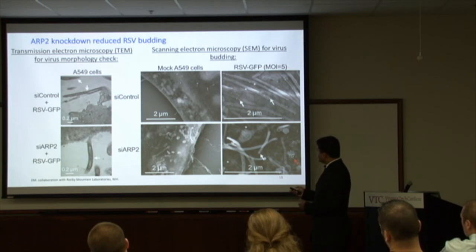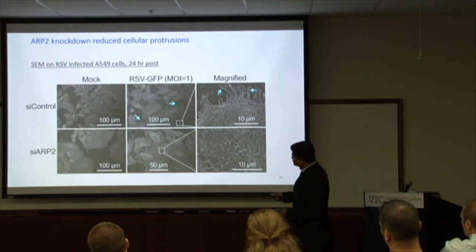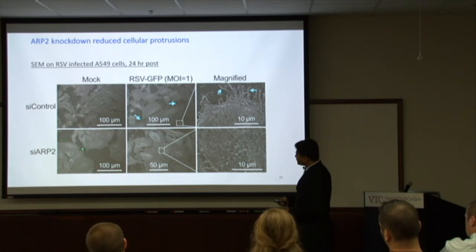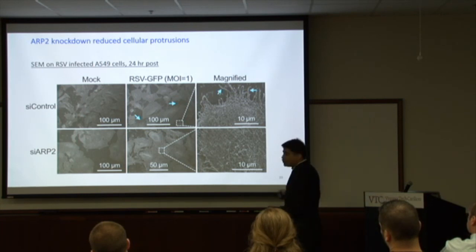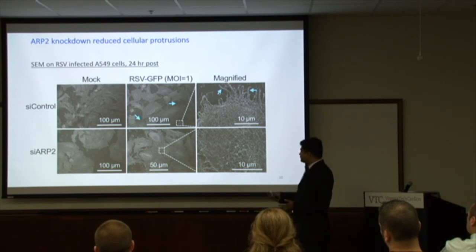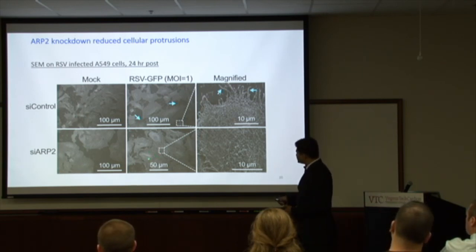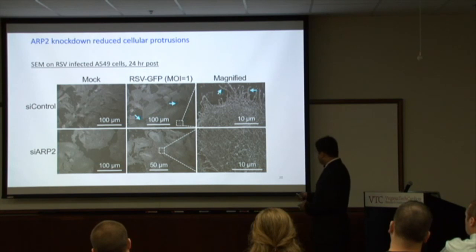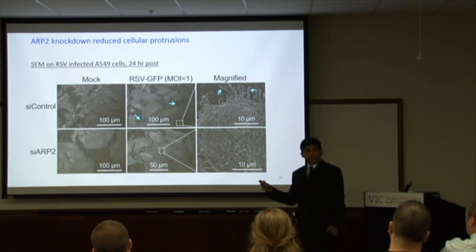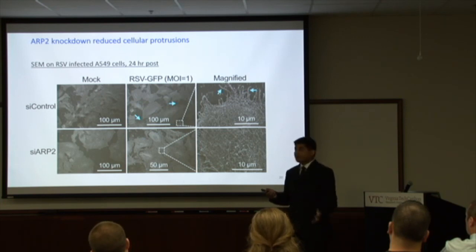under the scanning electron microscope. We found that mock cells usually have extracellular extensions, and in ARP2 knockdown without infection, the extracellular extensions were not abolished or reduced. RSV infection dramatically increased the extracellular extensions, and every single cell shows them. These extensions look like filopodia or lamellipodia, which we'll investigate further later. But another observation was that in ARP2 knockdown, these extracellular extensions were abolished or reduced substantially. To investigate whether these are actually filopodia or not, we used confocal microscopy.